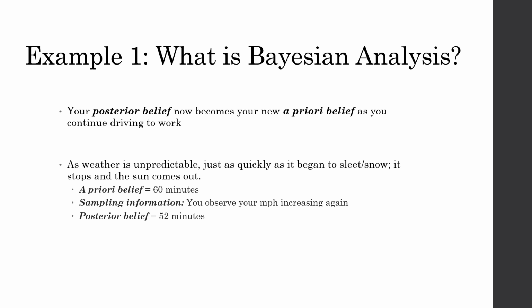Now, this is the Bayesian learning process. It's an iterative process. It gathers information, incorporates that sampling information, and the process continues over and over and over again in a learning manner.